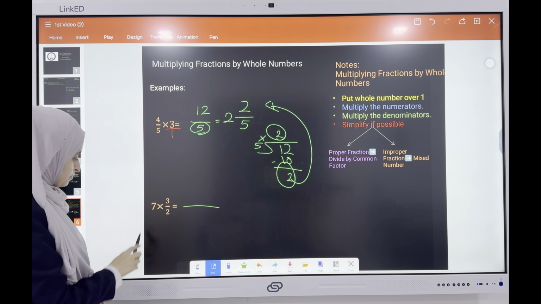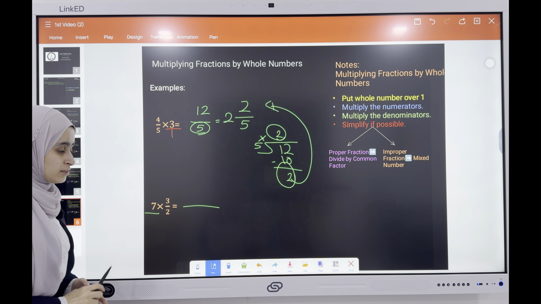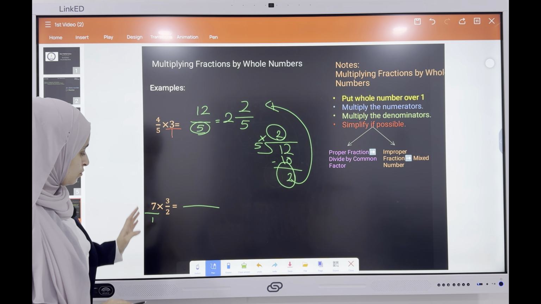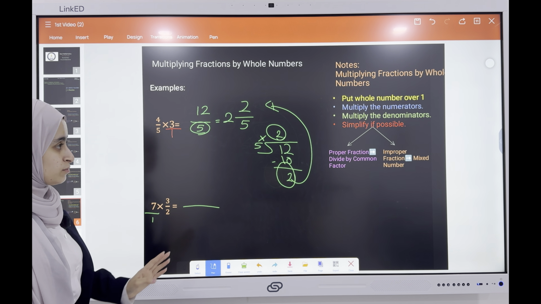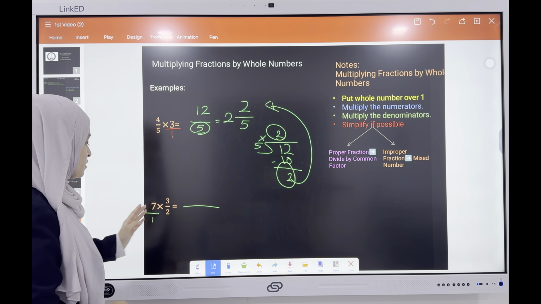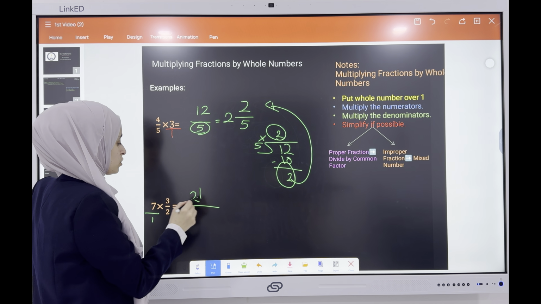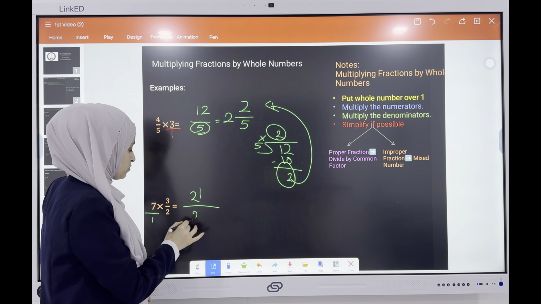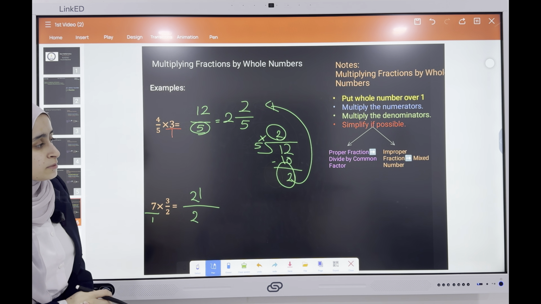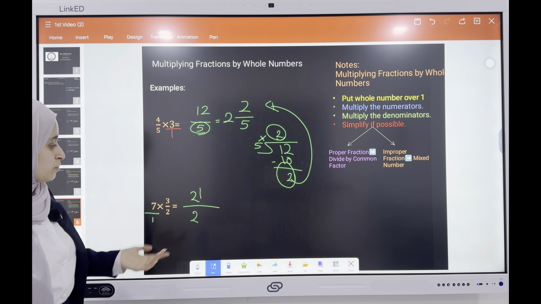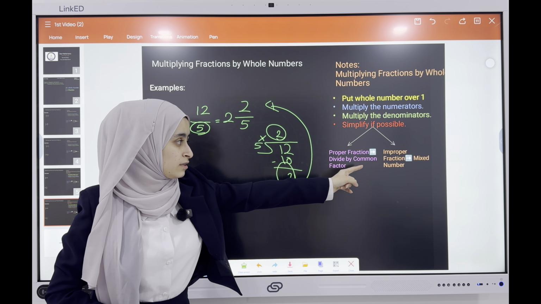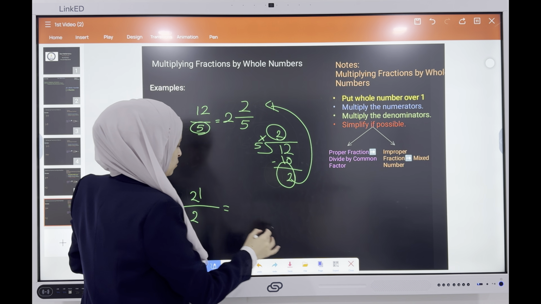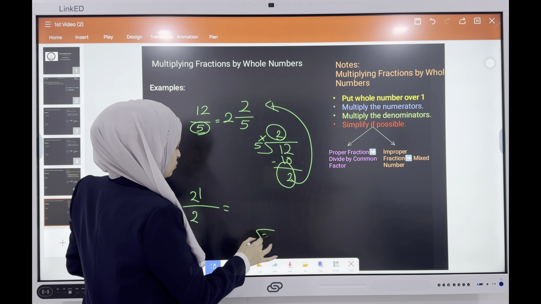The next one. If we don't have a denominator, directly write 1. Now 7 over 1 times 3 over 2. Multiply numerators. 7 times 3 is equal to 21. Multiply denominators. 1 times 2 is 2. Simplify. Is it proper or improper? 21 over 2 is an improper fraction because 21 is greater. It means again we will use long division.